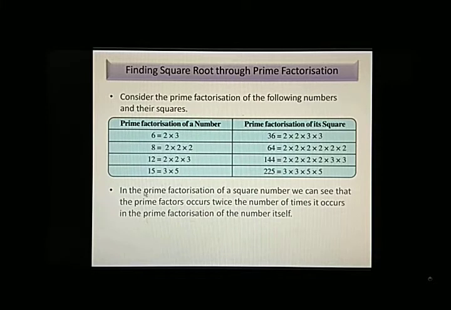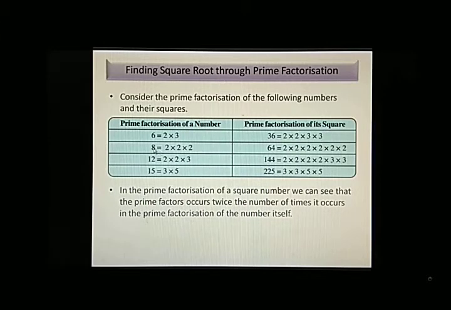Okay, so you can see in the prime factorization of a square number, the prime factors occur twice the number of times they occur in the prime factorization of the number itself. Yes, this is the pattern that is being followed. In the prime factorization of the number, say 6, it is 2 into 3. But in the prime factorization of its square, 36, what do you see? It becomes double. 2 was only once, here it became twice. 3 also was once and it became twice.